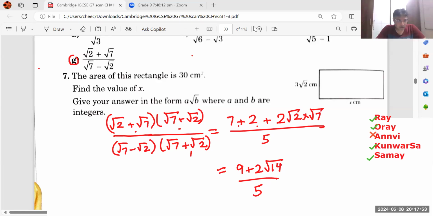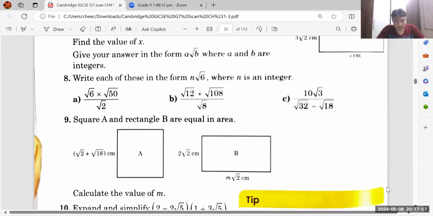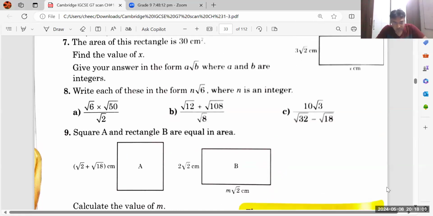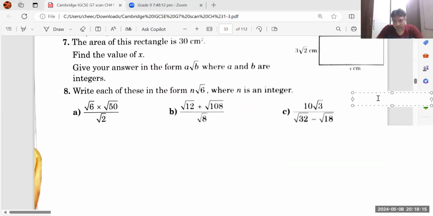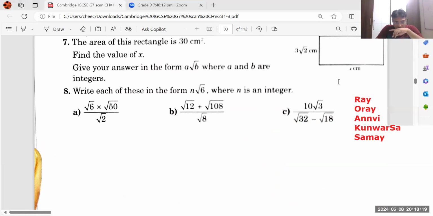Next, seventh question, guys. So after doing the seventh A part, we can do the eighth A part also. Kuvarsa, seventh is not correct.